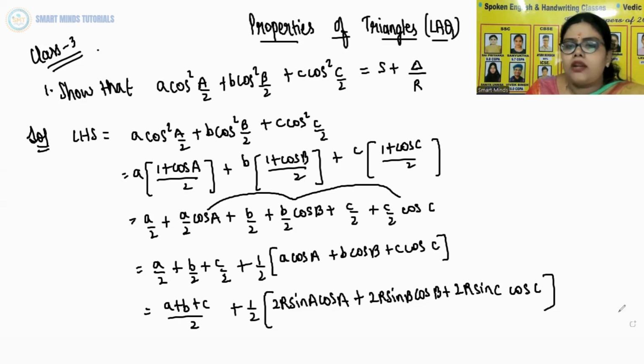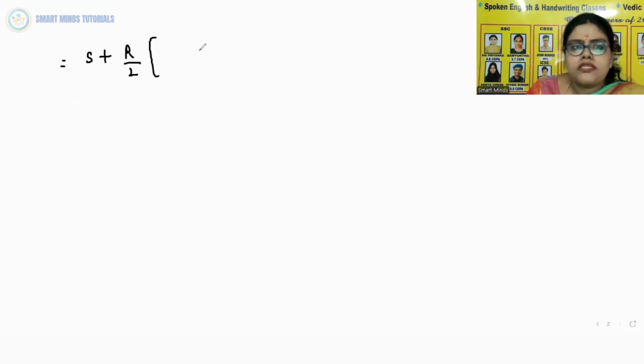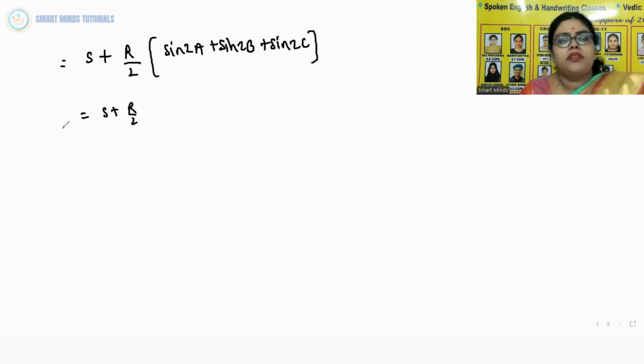Now if I take R common from each bracket, we will get, now see, (A plus B plus C) by 2 is nothing but S. Plus, if I take R common, we get R by 2. And now if you can see, inside we are left with 2 sin A cos A, 2 sin B cos B, 2 sin C cos C. So this is the formula for sin 2A plus sin 2B plus sin 2C. So that is S plus R by 2 into (sin 2A plus sin 2B plus sin 2C). Let us write this as equation number 1.